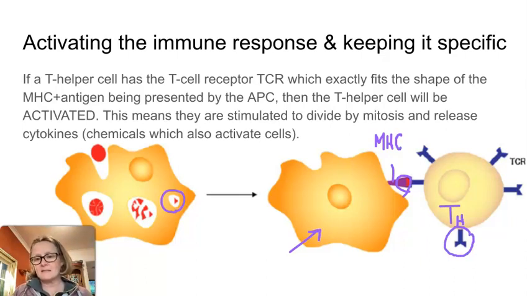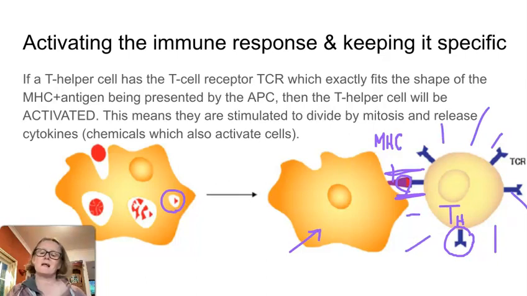And if that T cell receptor happens to match the antigen here that is presented with the MHC receptor on the surface of the antigen presenting cell, that T helper cell gets ever so excited. It gets activated. And activation, what does that mean? It actually means that it starts to make its own chemicals, telling other cells that it's been activated, and it starts to reproduce by mitosis a lot. So we have clonal expansion and release of chemicals. Let's see what effect those chemicals have.